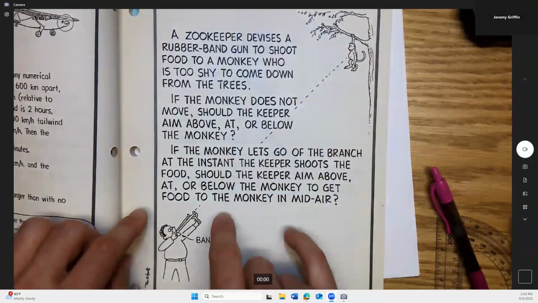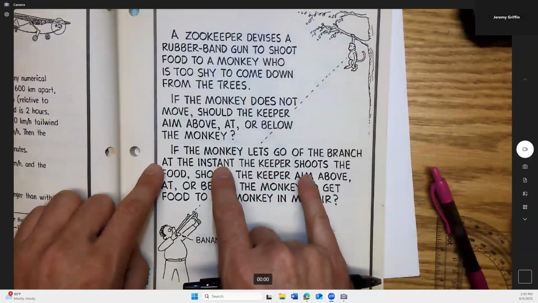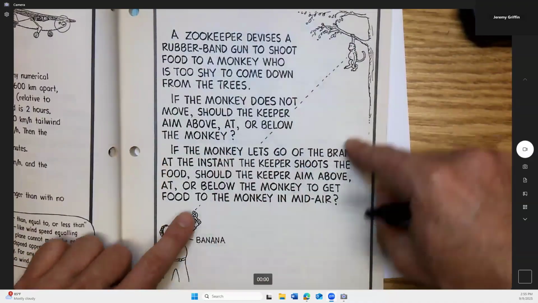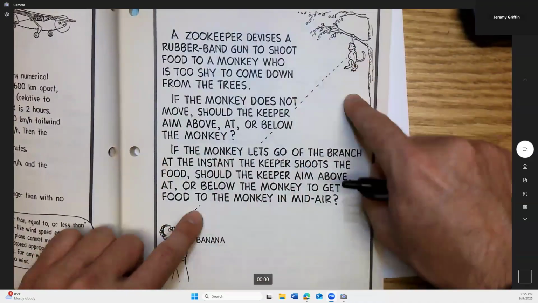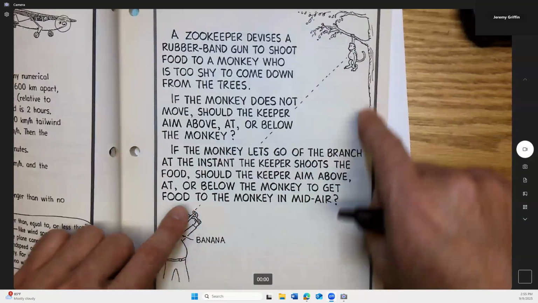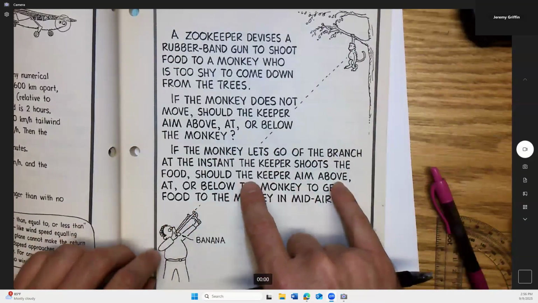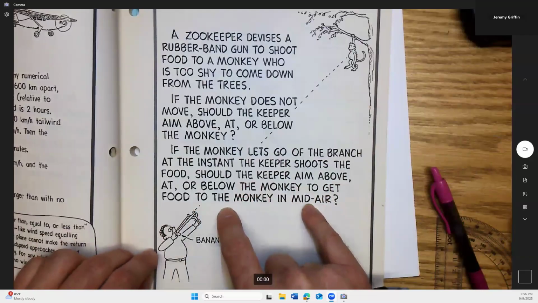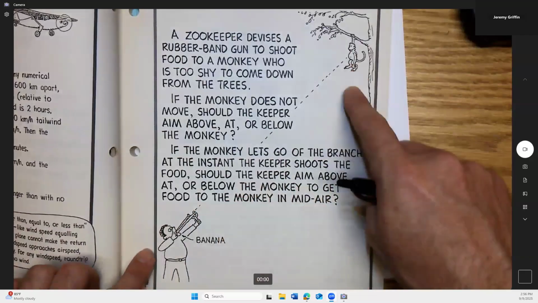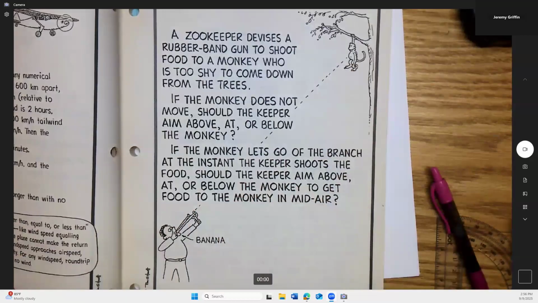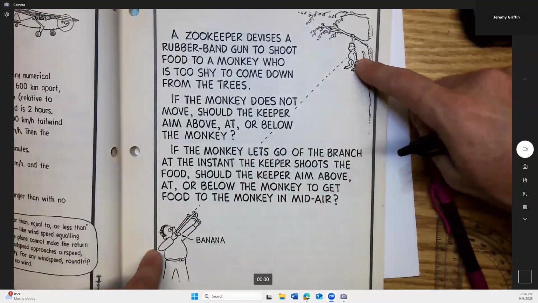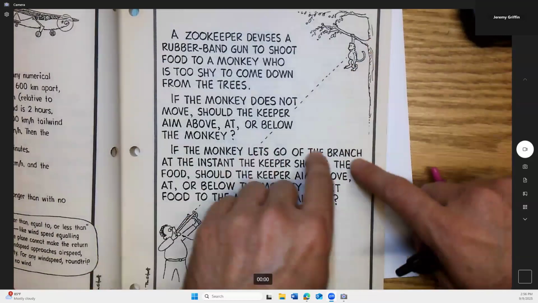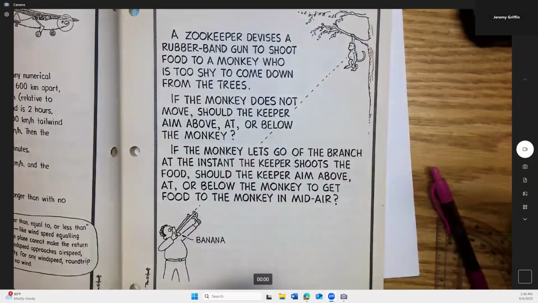Right. Now here's the tricky one. You guys ready for the tricky monkey question? Tricky monkey question. If the monkey lets go of the branch at the instant the keeper lets go of the banana, so they let go at the same time, then in that case, should the keeper have aimed above, at, or below the monkey? So the monkey catches the banana in midair. So that's part of the constraint here. Assume the monkey gets the banana before he hits the ground, which actually makes this a lot easier to solve. Okay. So they both let go at the same time, and we want the banana to get to the monkey again while he's still falling.